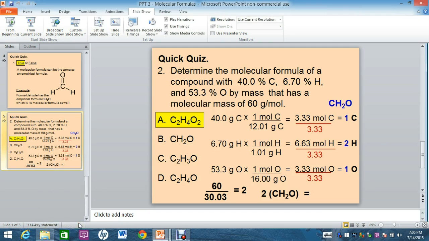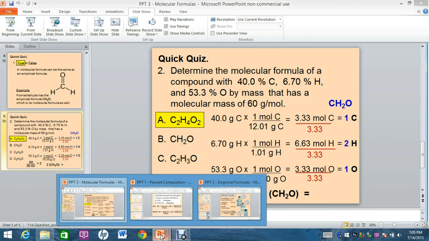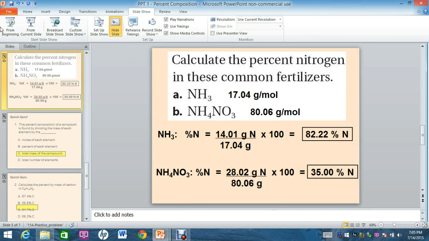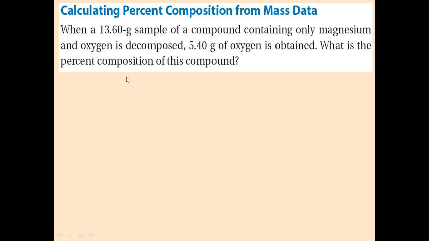And so now we're going to quickly go over what we've learned on the last 2 PowerPoints of this unit. So first we have a quick PowerPoint on percent composition. And so we're just going to go through one problem, and I'm just going to talk about how we set it up. So when a 13.6 gram sample of a compound containing only magnesium and oxygen is decomposed, 5.4 grams of oxygen is obtained. What is the percent composition of this compound?